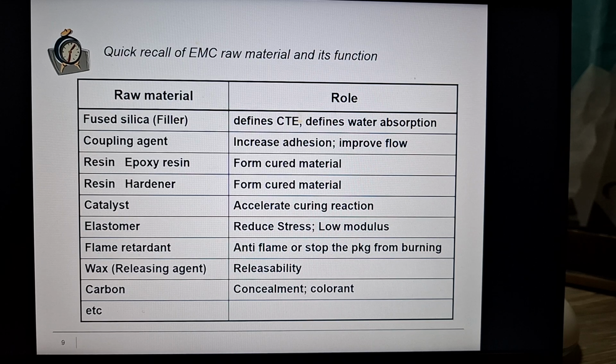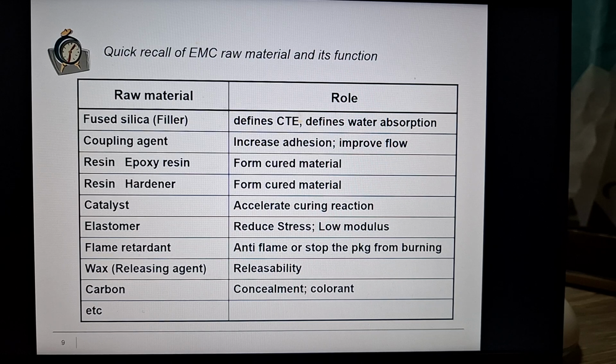And then flame retardant is an anti-flame, so it is to stop the package from continuous burning, right? And then next is the wax releasing agent. It helps to release the adhesion. Too much wax is also not good, as I mentioned earlier. And then the last one is the carbon, which is a concealment. It helps to color the compound.